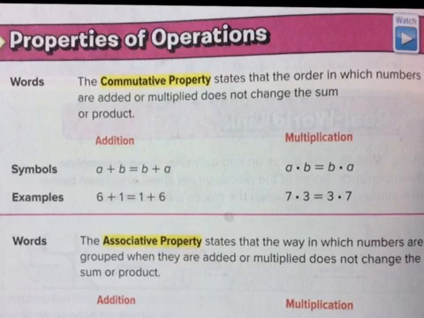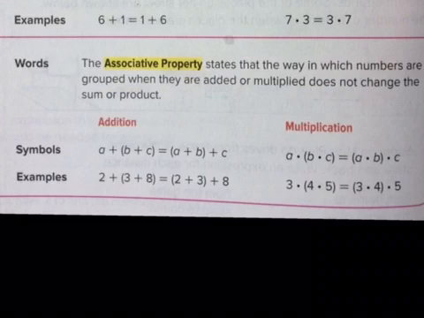So a quick review. Commutative property means A plus B is the same as B plus A. It does not change the sum. So this is commutative property of addition. It does not change the sum if I change the order. Commutative property of multiplication is the same. A times B is the same as B times A. 7 times 3 is the same as 3 times 7, or 6 plus 1 is the same as 1 plus 6.